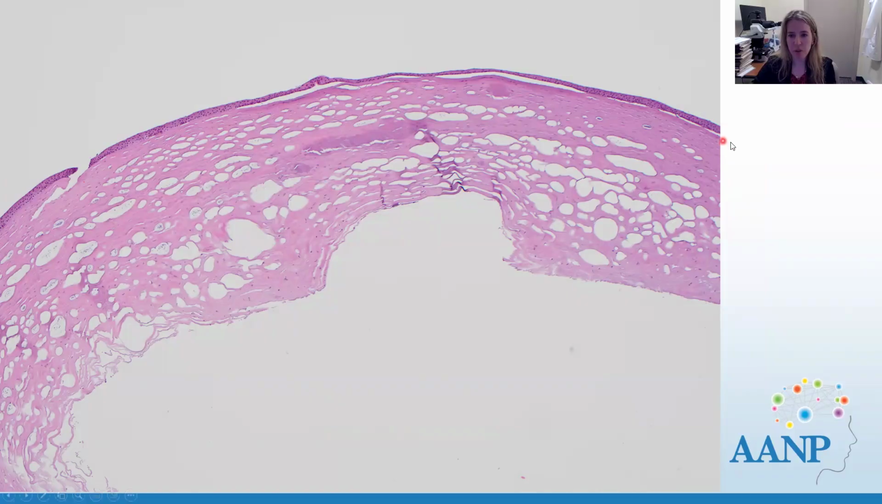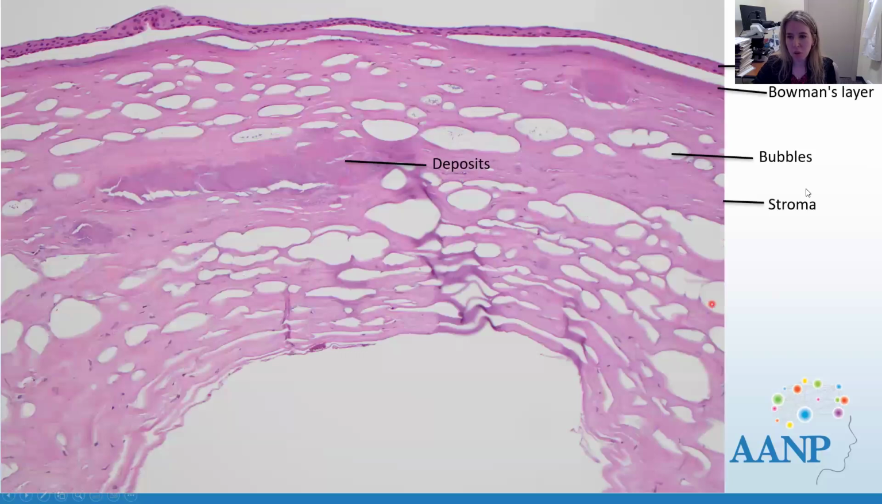What you can see is that we have corneal epithelium on the surface. There's also Bowman's layer underneath it. And then after that, you have corneal stroma. But here there are many empty spaces scattered throughout the corneal stroma. And as we look a bit closer, there are also deposits scattered throughout the corneal stroma. Looking further down, it's hard to appreciate any Descemet's membrane or endothelial cells.